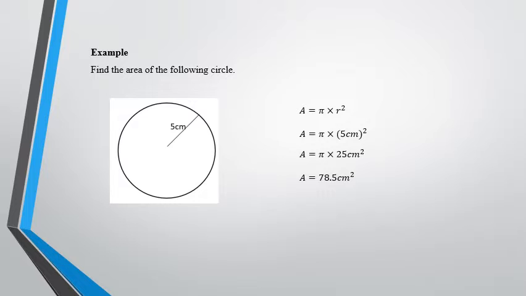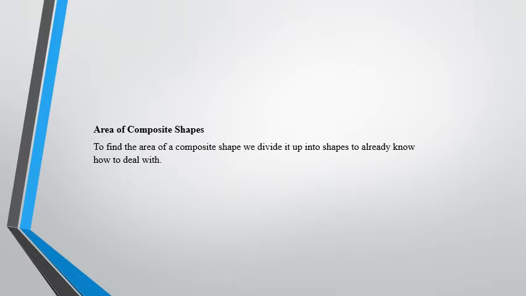So those are the three main shapes we're going to be dealing with for this lesson on area. But where we're actually taking this is we're going to put some of those shapes together. We're going to make some combinations. And that's what we call a composite shape. So to find the area of a composite shape, we divide it up into shapes that we already know how to deal with.